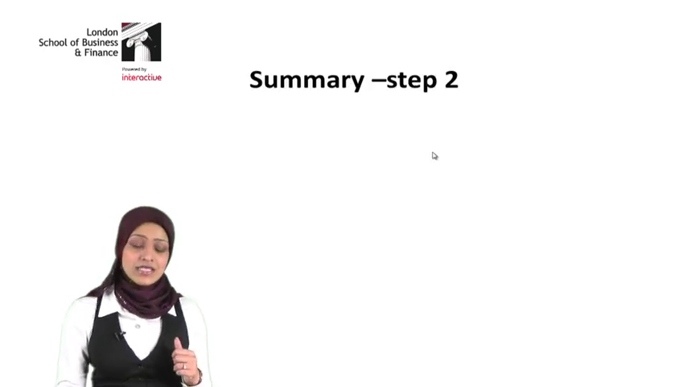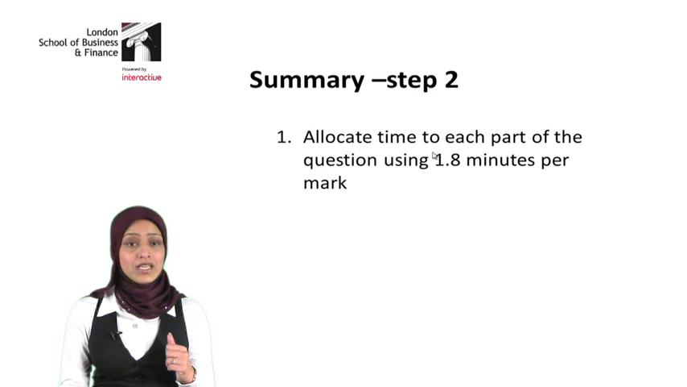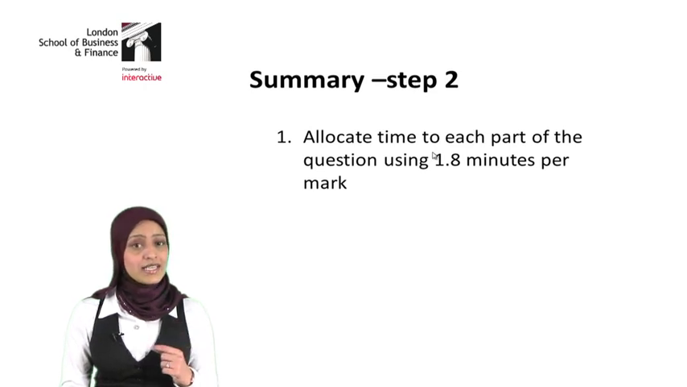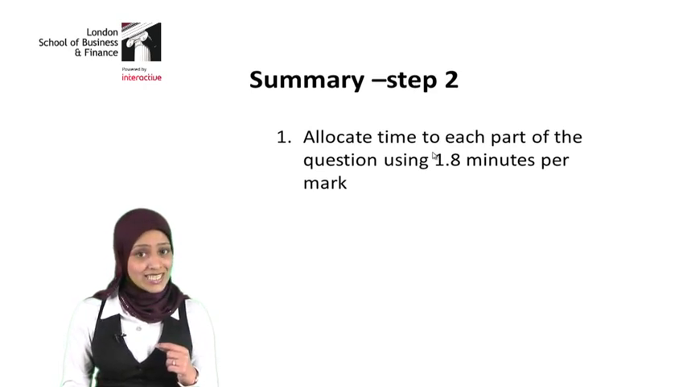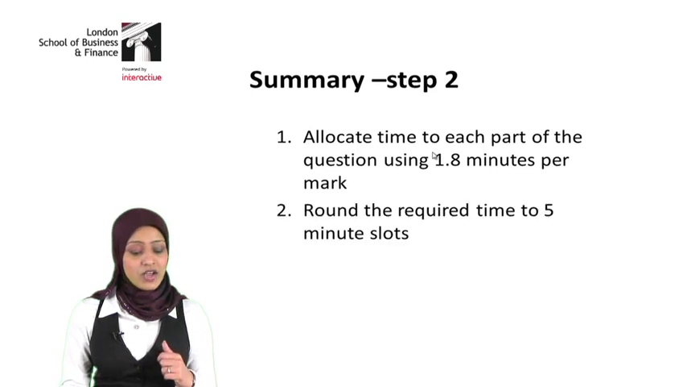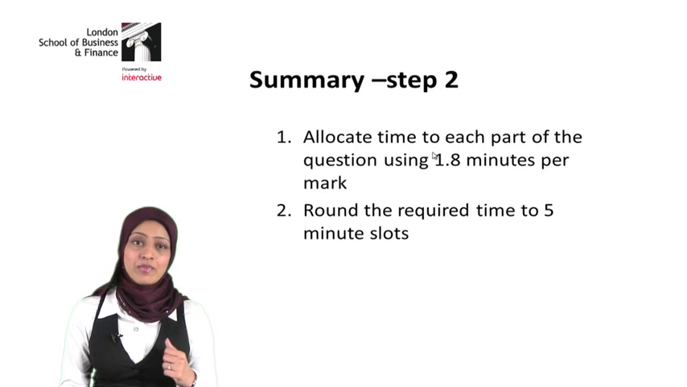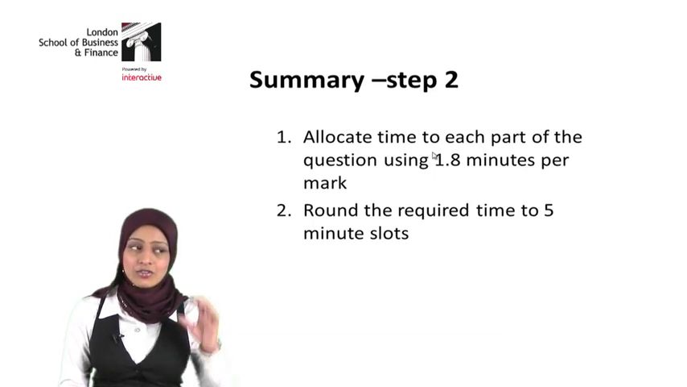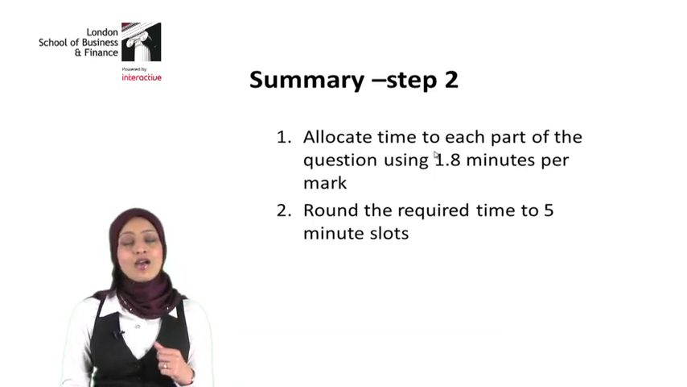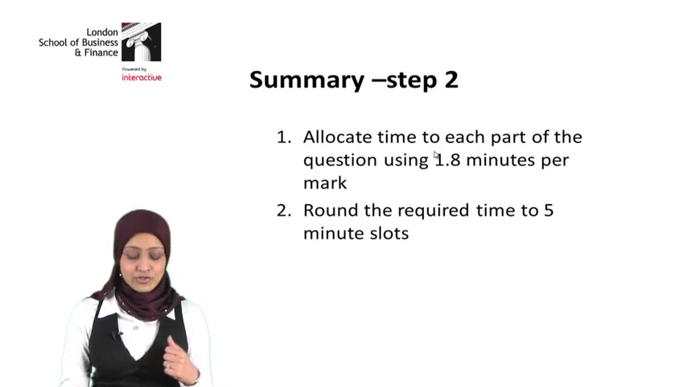So to summarize our step 2, what we learned is that each mark has an allocation of 1.8 minutes. Once we've done the calculations, we can round it up to 5 minute slots, so we don't need to go to the 0.2, for instance. We can go up by an extra 5 minutes.